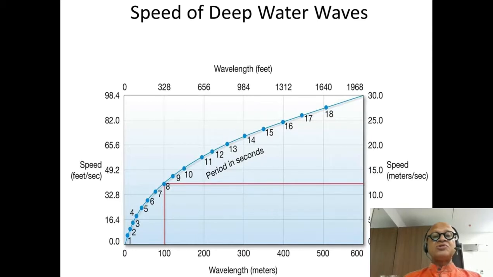You just need to know there is a relation which relates the wavelength and wave speed based on the wave period, which is kind of the intrinsic property imparted by the forcing. The wind forcing determines the wave period. Once you know the wave period, you can go on this chart and read off the wave speed.